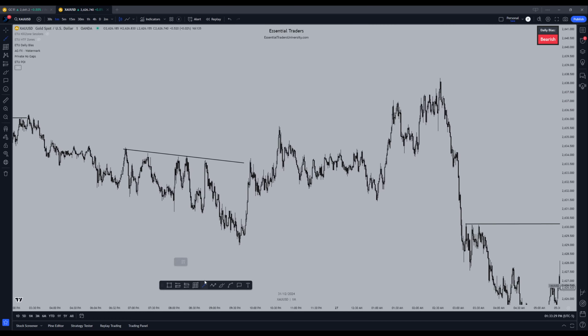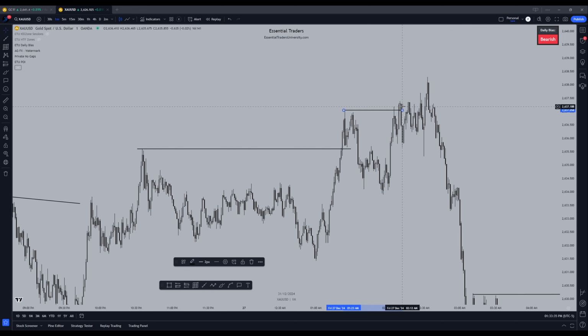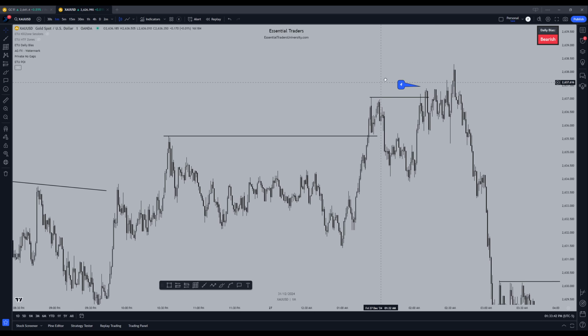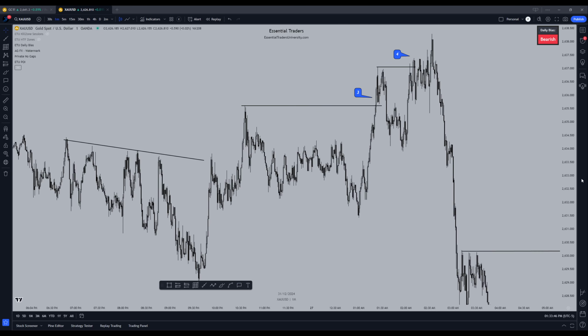Let's see. What else do we have here that's clear? This right here is pretty clear to me. And I'll count this as well right here. This is 0, 1, 2, 3, 4 roughly. This is 3, right?